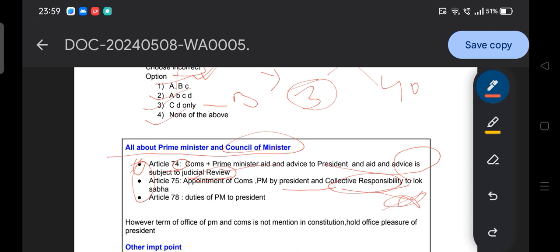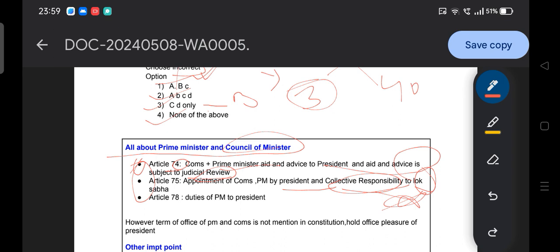Unlike the USA, in India there is collective responsibility, in which if one minister makes a mistake, then the entire council of ministers is responsible to the Lok Sabha. That is the concept of collective responsibility, along with which they have an individual responsibility. Article 75 is the collective responsibility to the Lok Sabha, only the Lok Sabha, not the Rajya Sabha. So do remember that.